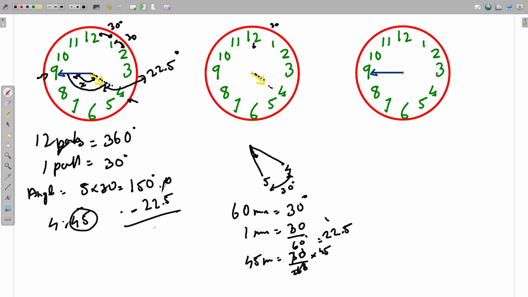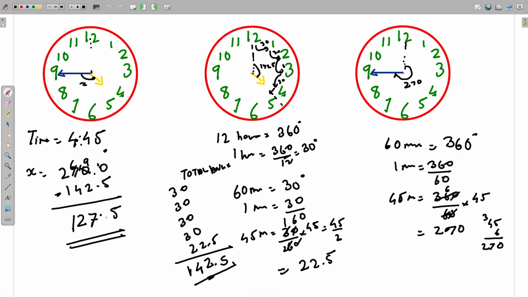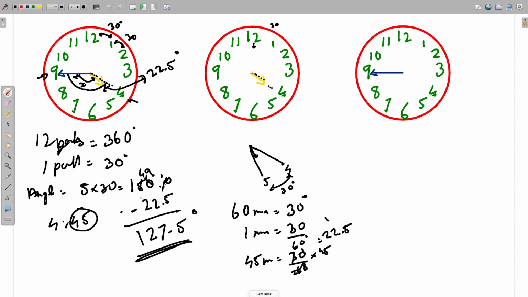Here we go. So if we do this, we have 127.5 degrees. And if you go back to the previous way we solved this, it is 127.5 degrees. Again here it's going to be 127.5 degrees. So here's the shortcut. Instead of coming all the way from 12, we have found the difference between these two numbers and reduced it. So it is like a two-part problem.